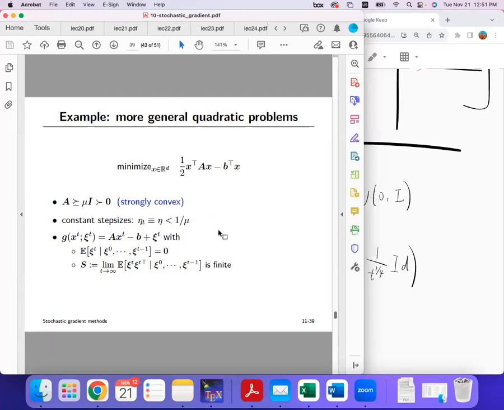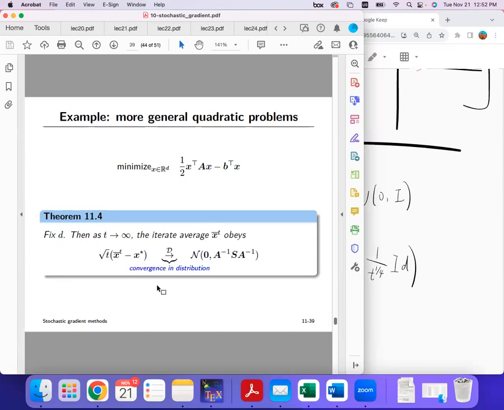And this is a more general quadratic problem. We have a matrix A and B, and A is a positive definite matrix. And again, the stochastic gradient is given by AX minus B, the gradient of this objective, plus the same zero mean noise with finite second order statistics.